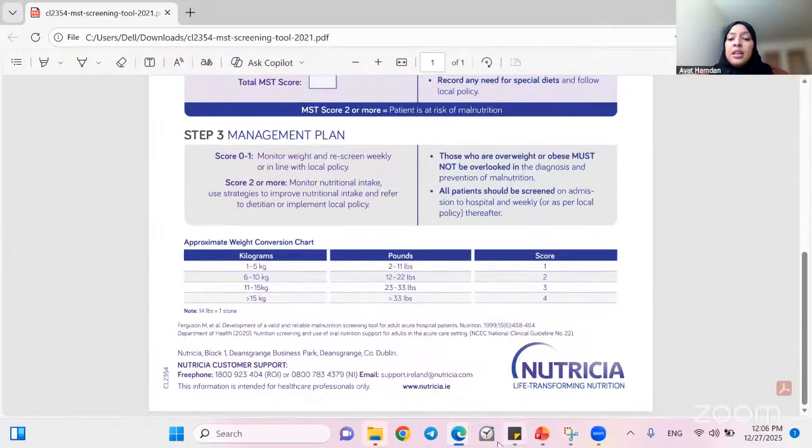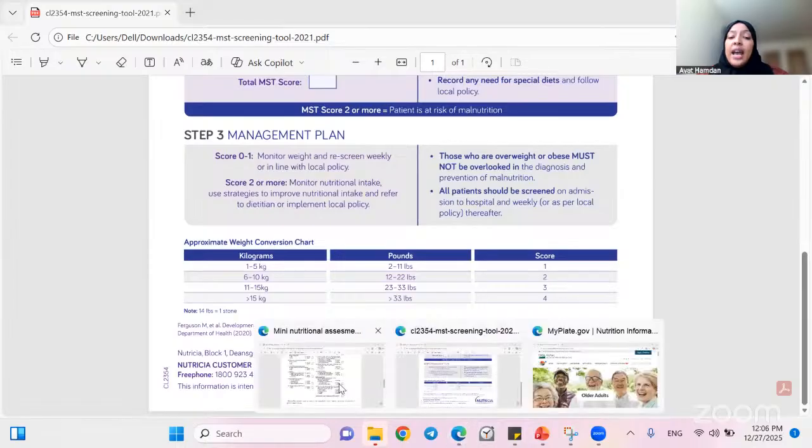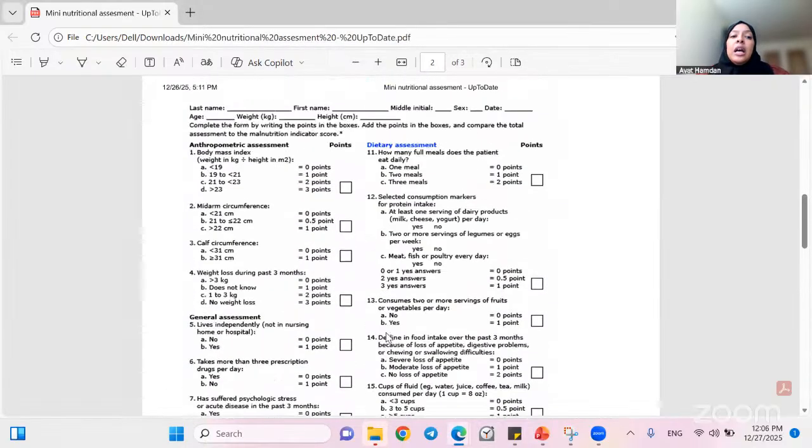And then the other one is not as simple as this one. This is the one that's adopted by the American Academy of Family Physicians.